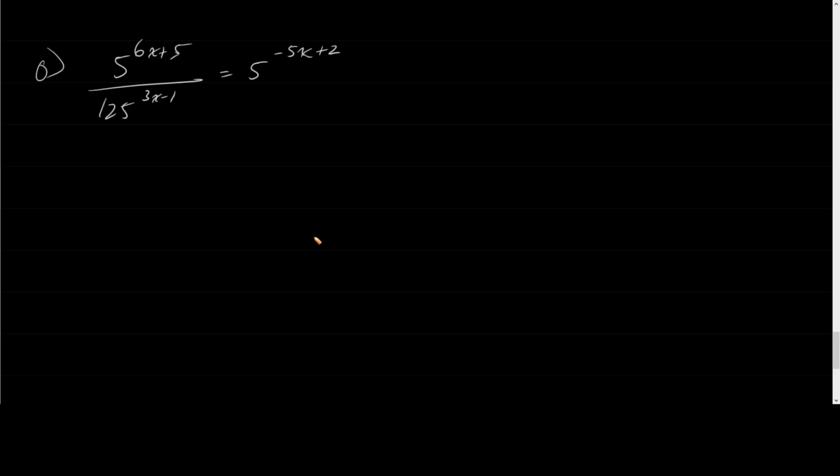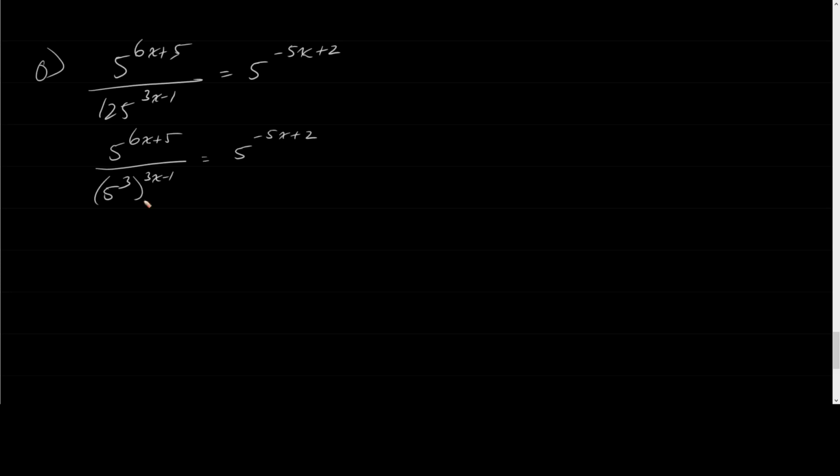All right, so in here, there's a couple of different ways that we can do this. The very first thing I'm going to do here is, well, you should recognize that 125 is 5 to the third. So I really have 5 to the 6x plus 5 over 5 to the third to the 3x minus 1 equals 5 to the negative 5x plus 2.